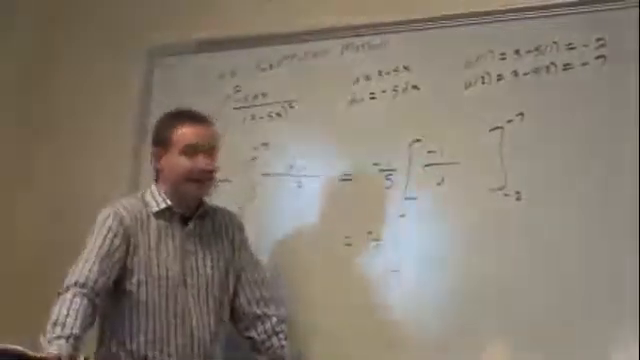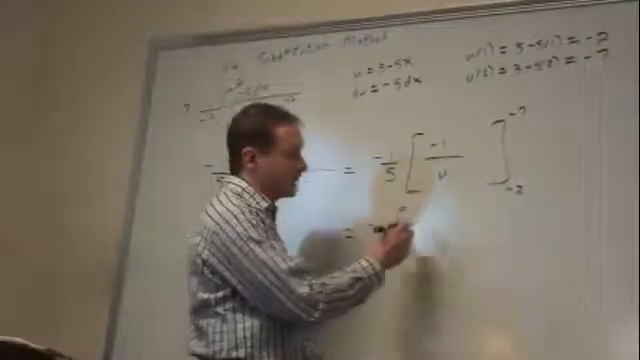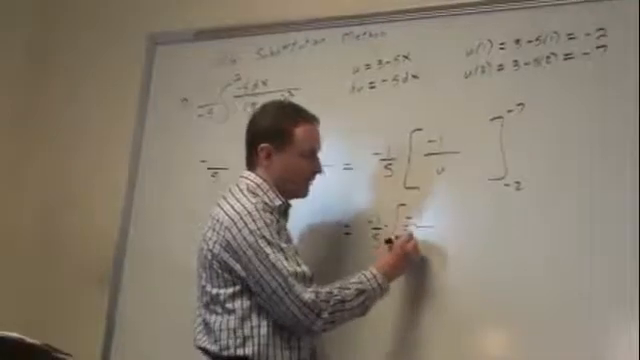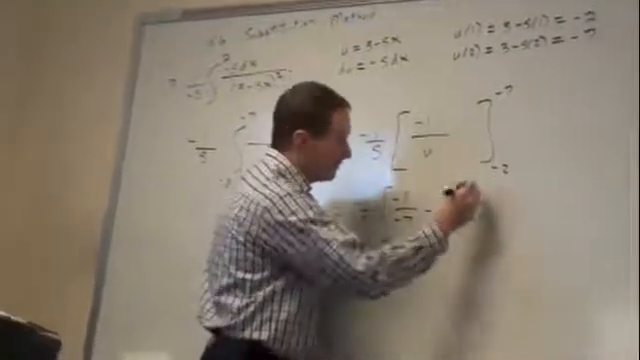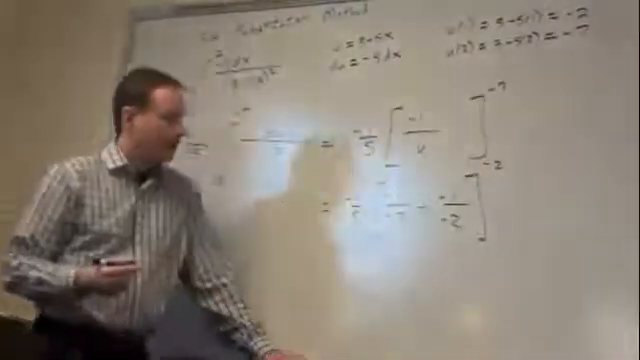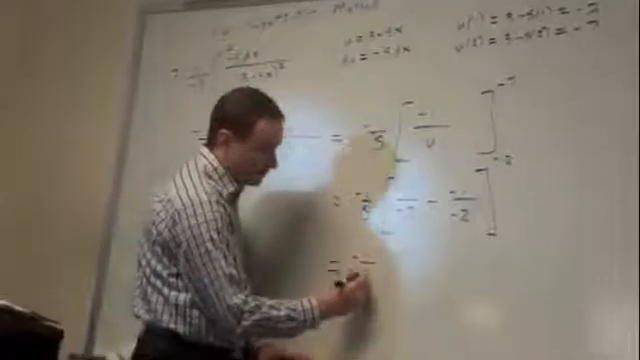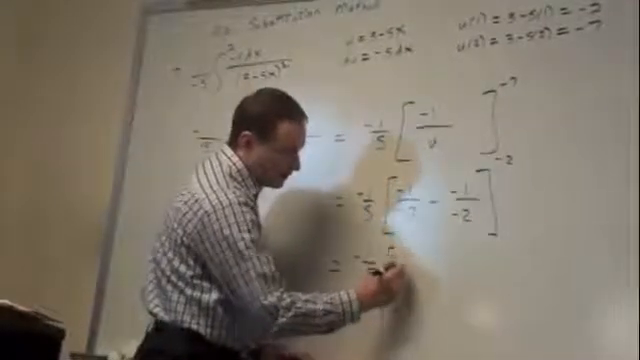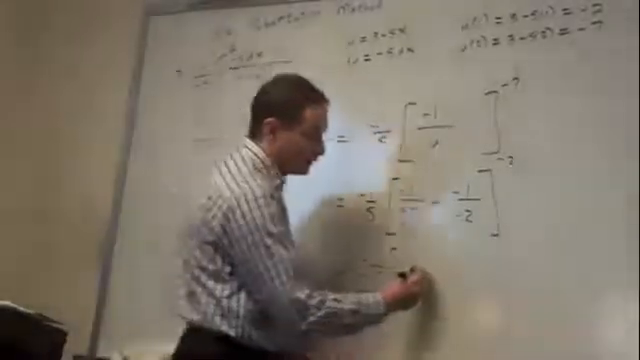So I'll just say this is negative 1 over u, evaluated from negative 2 to negative 7. So I'll say negative 1 over negative 7 minus negative 1 over negative 2. That's a lot of negatives. And so I'll say on the inside, I'll get positive 1/7 minus 1/2.